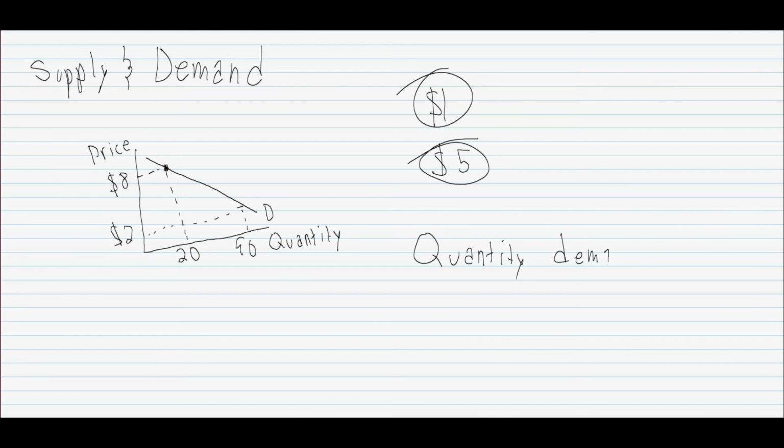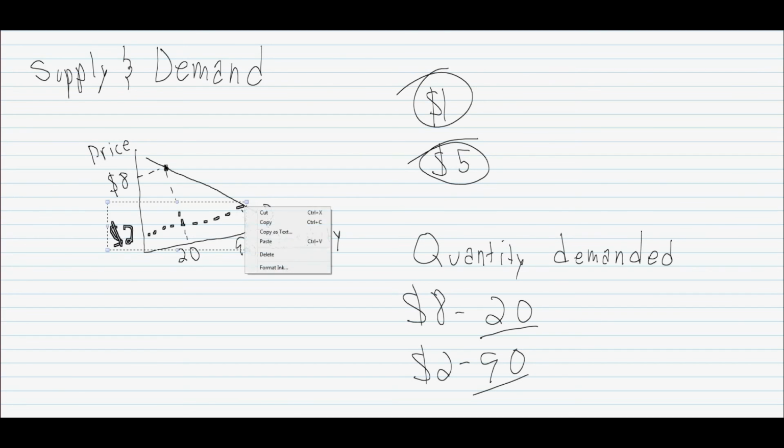Quantity demanded is very simple. As I said, it just shows the correlation between the price and the quantity we're going to demand. So if it's $8, according to the graph, we're going to want 20 quantity demanded, and if it's $2, we're going to want 90. Our quantity demanded for $8 is 20, and our quantity demanded for $2 is 90. That's pretty simple. Quantity demanded.